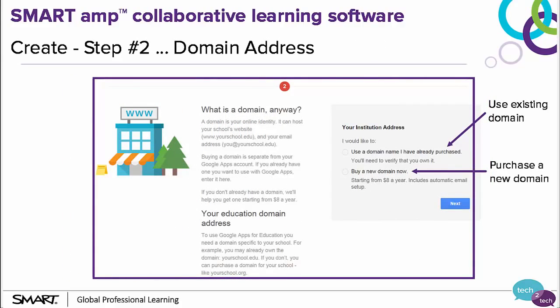Step 2 in the process offers a choice to use an existing domain or purchase a new domain through Google to use with Google Apps for Education. If needed, a domain may be purchased by simply selecting the radio button and following the prompts as directed. Domains may be purchased for as little as $8 per year.